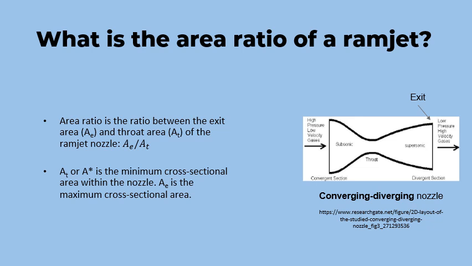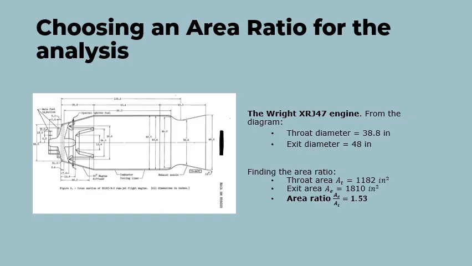The area ratio dictates the dynamics of the air as it travels through the engine, making it a fundamental consideration when designing a ramjet. For this investigation, we must choose a realistic area ratio from an existing ramjet that we can base our models and calculations on.